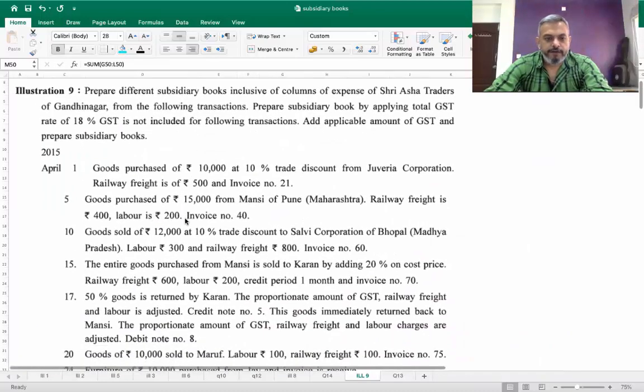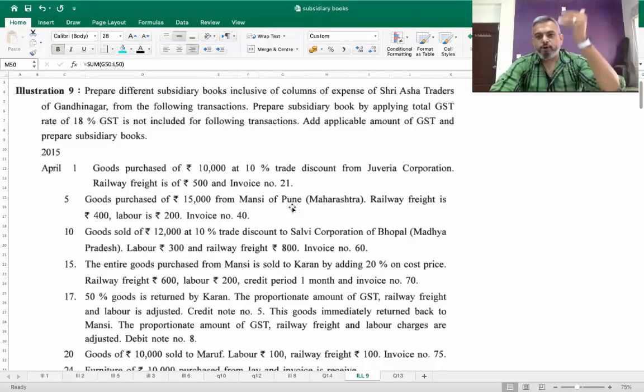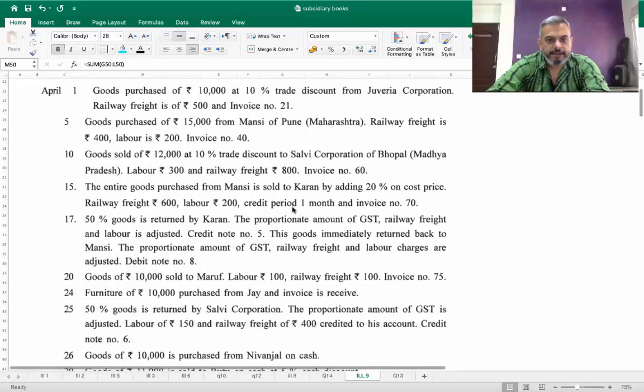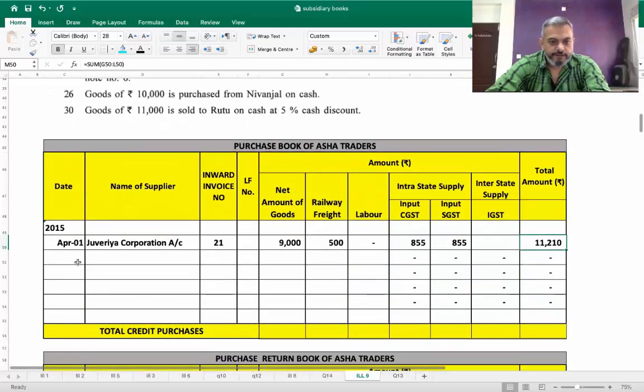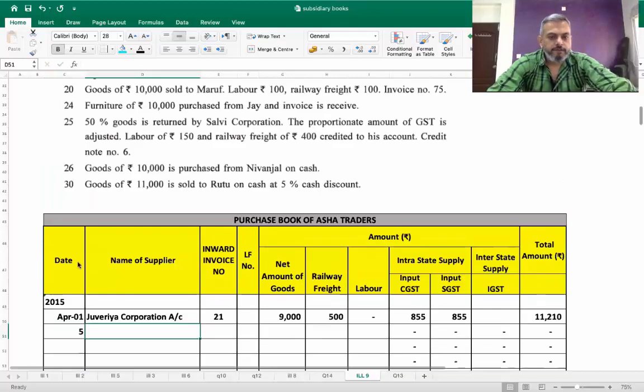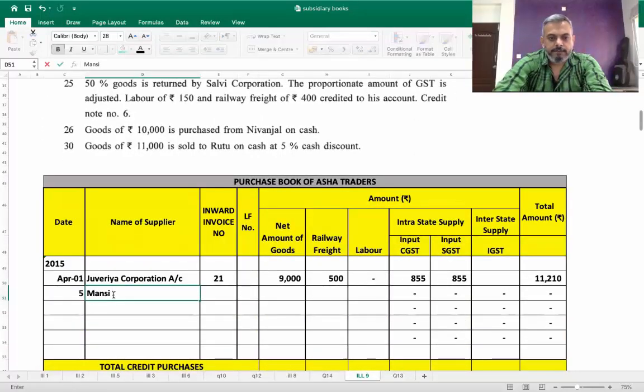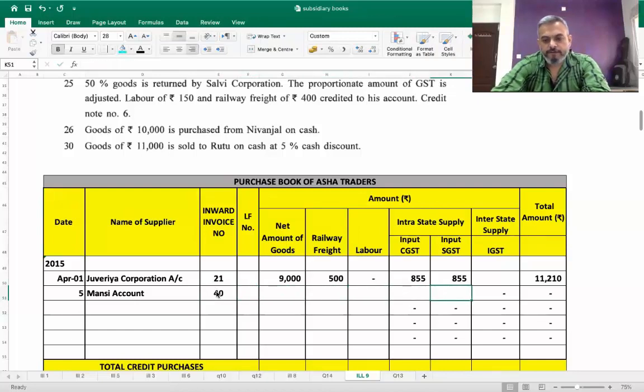Fifth, goods purchased of 15,000 from Mansi of Pune, Maharashtra. So this is interstate, one state to another. Railway freight 400, labor is 200, invoice number 40. So again purchase, so April 5th, you purchased goods of 15,000 from Mansi of Pune. Mansi account. Inward invoice number 40. Now this is from Pune, so we have to calculate IGST.